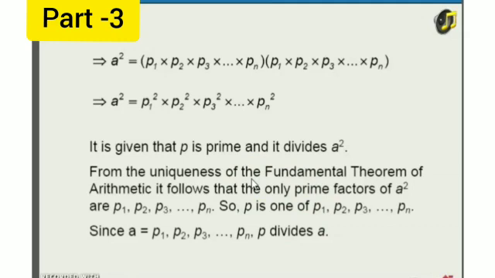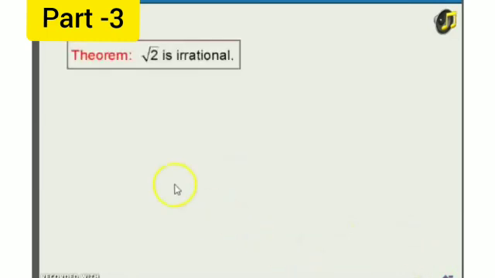It's very simple. In this theorem, you learn that if p divides a square, then p divides a. Use this theorem and learn some more theorems.